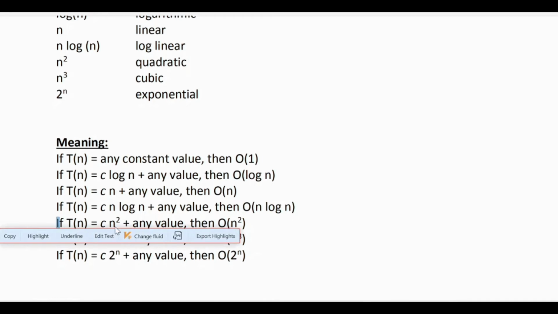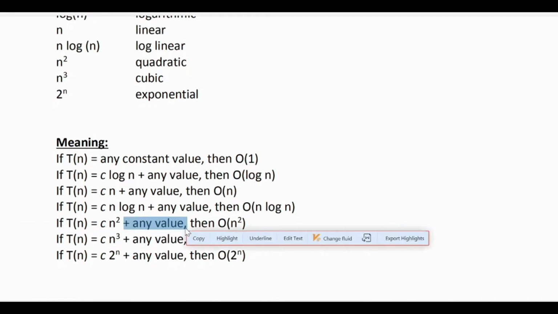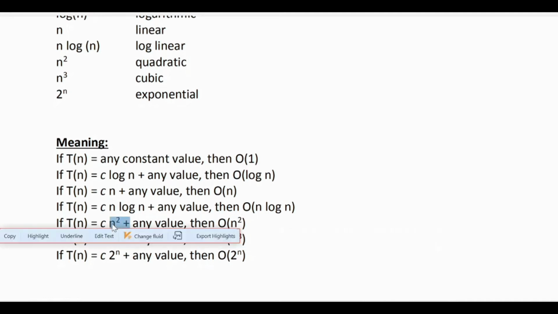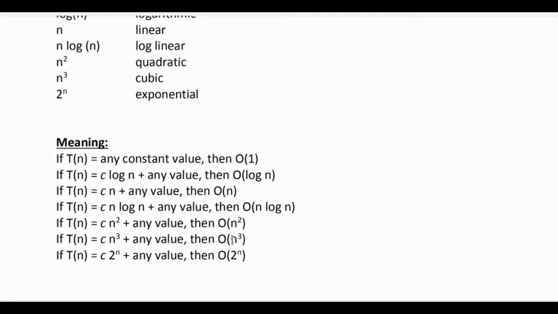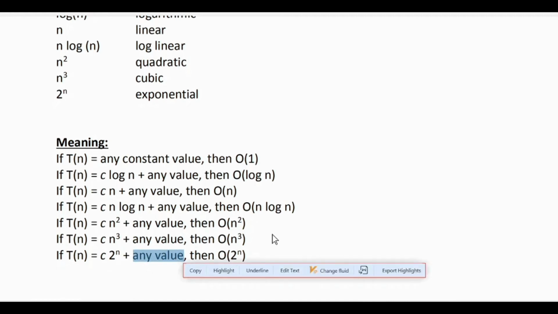If T of n is C n squared plus any other values following it, this one being the highest power, then the big O is O of n squared. If it is C n cubed plus any other terms that follow, then big O is O of n cubed. And if T of n is equal to any coefficient times 2 to the n plus any expressions that follow, then the big O is O of 2 to the n.